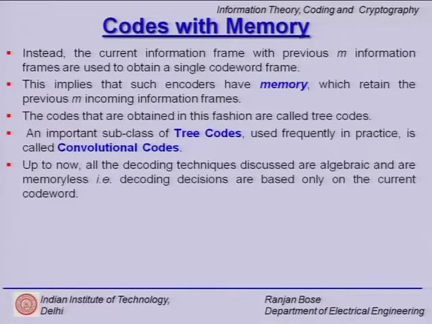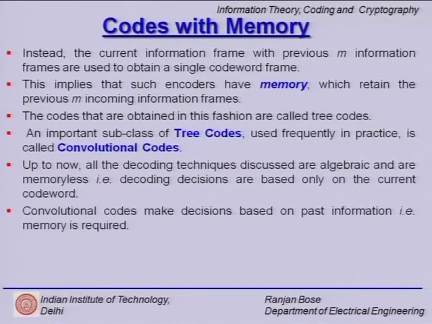Now, up to now the decoding techniques that we have discussed for linear block codes are algebraic and memoryless. But here we have to go one step further and figure out how to decode codes with memory, because it is not just a lookup table. We have to keep track of what was in the memory. So, the state, the memory becomes important. So, we must have a state space diagram to understand how the encoder is working. So, the convolutional codes make decisions based on the past information, and therefore, memory is an integral part.